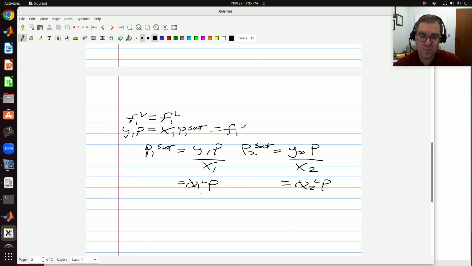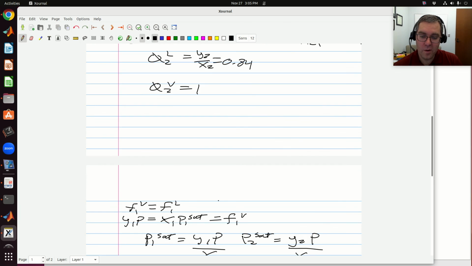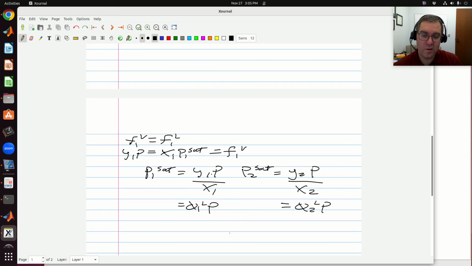So Phi1L was greater than 1. So I end up with a P1 sat that's greater than P, and a P2 sat that's less than P, which also checks and makes sense.